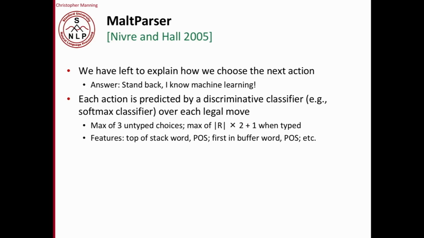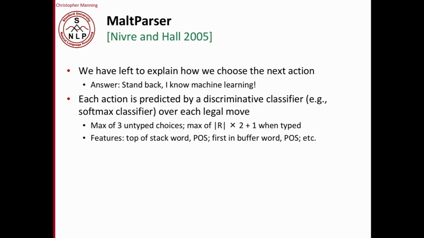So if we're only just talking about how to build the arrows, there are just three actions: shift, left arc, or right arc. If we're also wanting to put labels on the dependencies and we have R different labels, there are then 2R plus 1 actions, because you have left arc subject or left arc object or something like that. But anyway, there's a set of actions, and so you're going to build a classifier with machine learning somehow which will predict the right action.